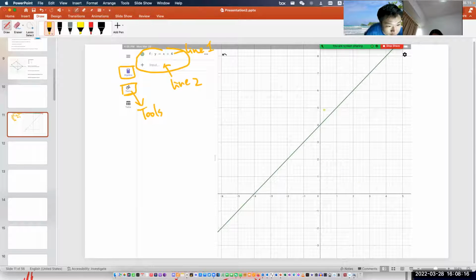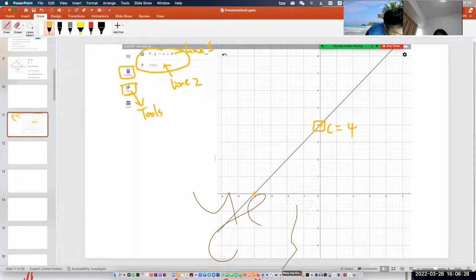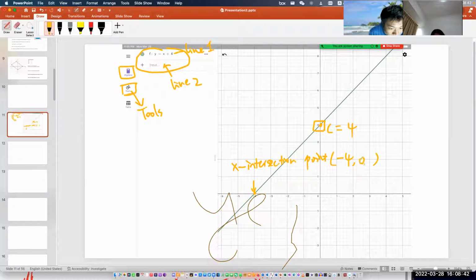If you look at this, this is your y-intercept. Can you see? This is your y-intercept, c equals 4. And then this is your x-intersection point. The x-intersection point is given in this format: bracket, -4, comma, 0. By the way, the y-intercept is a value. So the y-intercept is a value, which is 4.